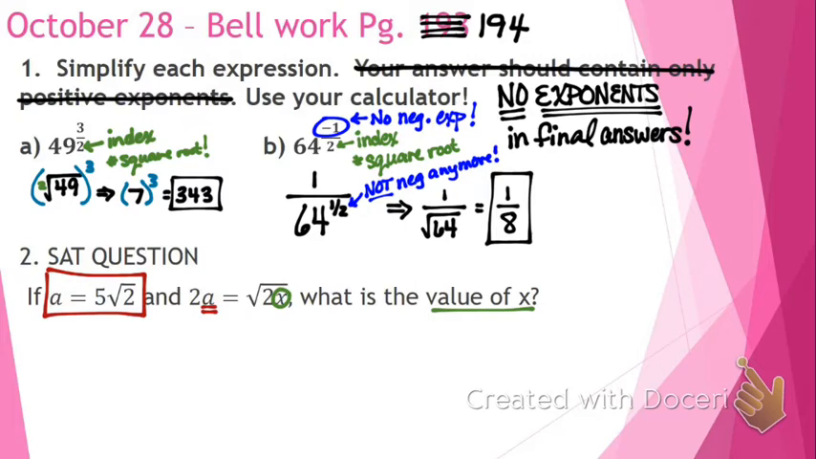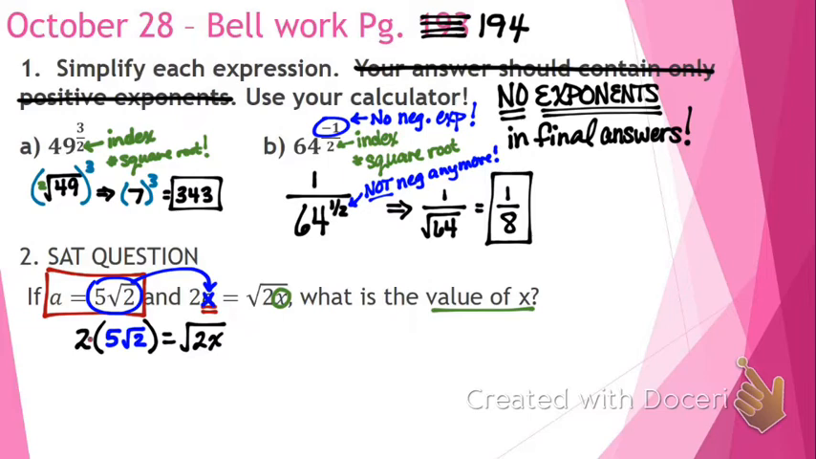I'm going to make a substitution. We're going to make an even exchange. What do we know that is the same size or same value as A? 5 radical 2. So I'm going to take that 5 radical 2, and it's going to take the place of the A right here. So I'm going to have 2, and then I'm going to put this inside parentheses. 5 radical 2 is equal to the square root of 2x.